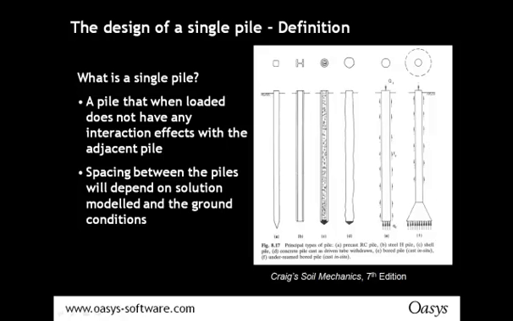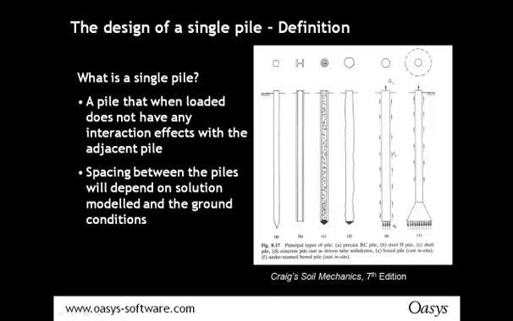So, firstly, what is a single pile? Well, a single pile is a pile that, when loaded, does not have any interaction effects with the adjacent piles, and the spacing between the piles often depends on the solution modeled and the ground conditions. But typically, for example, if you consider vertically loaded piles, the spacing is more than 3 times the diameter of the pile. If you consider, for example, the settlement effects and you're looking at a settlement calculation, the pile spacing is typically more than 10 times the diameter of the pile.